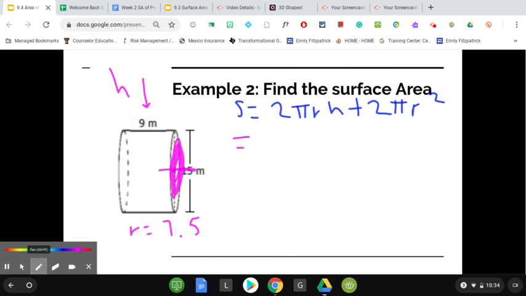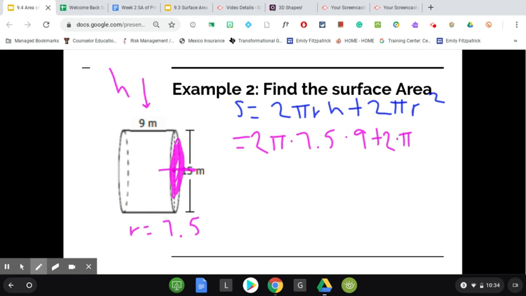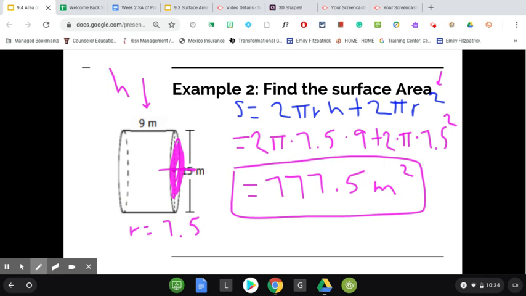And we plug it into the formula: 2 times pi times the radius, which is 7.5, times the height, which is 9, plus 2 times pi times the radius, 7.5, squared. Don't forget to square that radius on the second part. If you don't square it, it won't get you the right answer. And once you type all this in, you will get 777.5 meters squared. Again, remember, you don't need the meters when you're doing your practice.